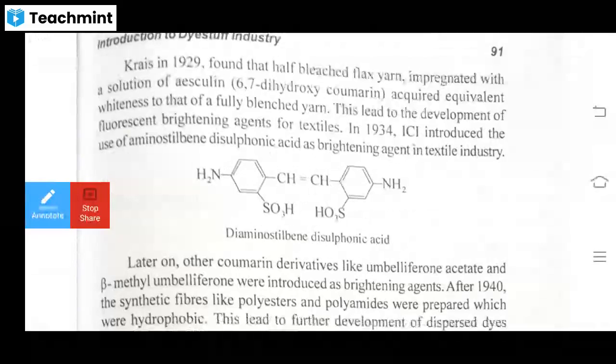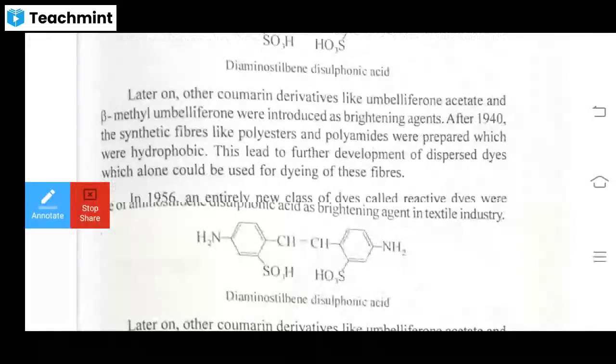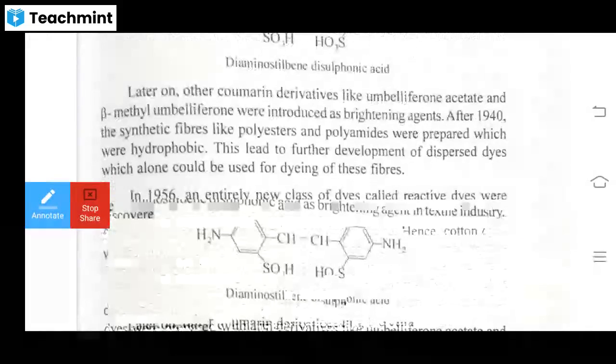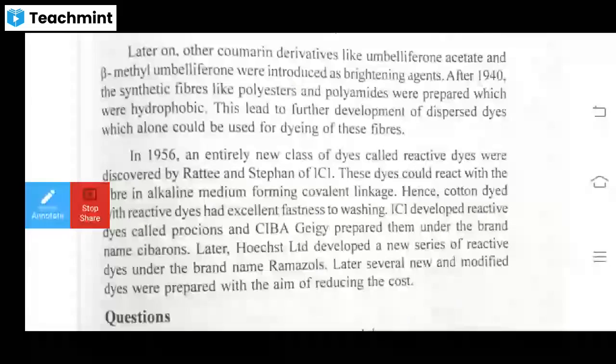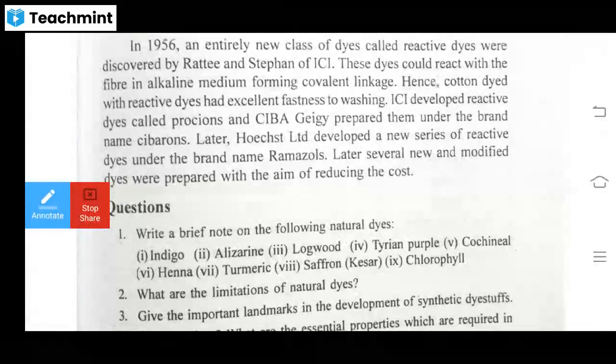It was introduced by Krais, who used diamino stilbene disulfonic acid as a brightening agent in the textile industry. So this is also one of the important dyes. Later on, other coumarin derivatives were also developed, that is, umbelliferone acetate and beta-methyl umbelliferone, which were introduced as brightening agents. In 1956, an entirely new class of dyes called reactive dyes was introduced by Rattee and Stephens of ICI. So these are the important dyes.